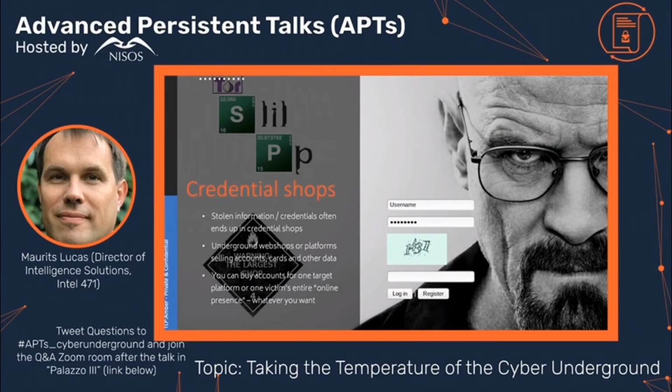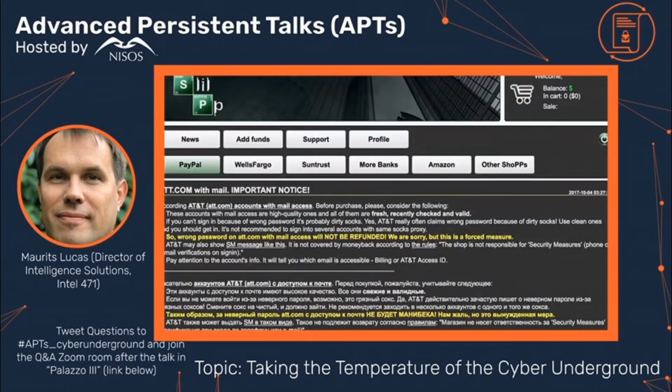You can either buy a list of accounts for one particular kind of web property that you're interested in, but there are also shops that allow you to buy one victim's almost entire online identity. Whatever takes your fancy, whatever you desire. So if you log into Slilp, here you can see the interface. As you can see, they're talking about refunds. A lot of the credentials that you buy come with a warranty or a guarantee. Same for credit cards, Amazon accounts, etc. If they don't work, just return them to the shop and they'll give you a new one. They have so many accounts they can actually refund or exchange those.